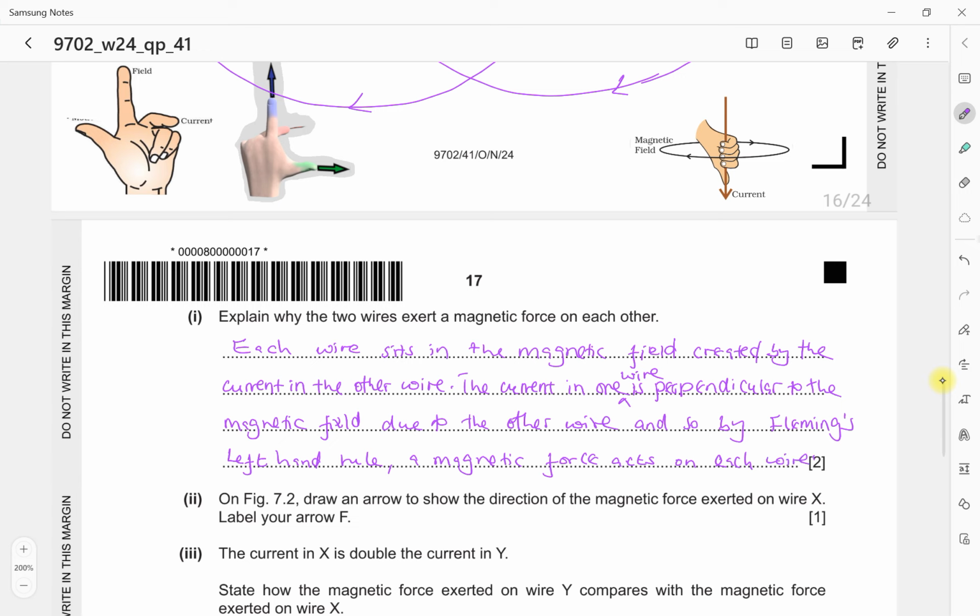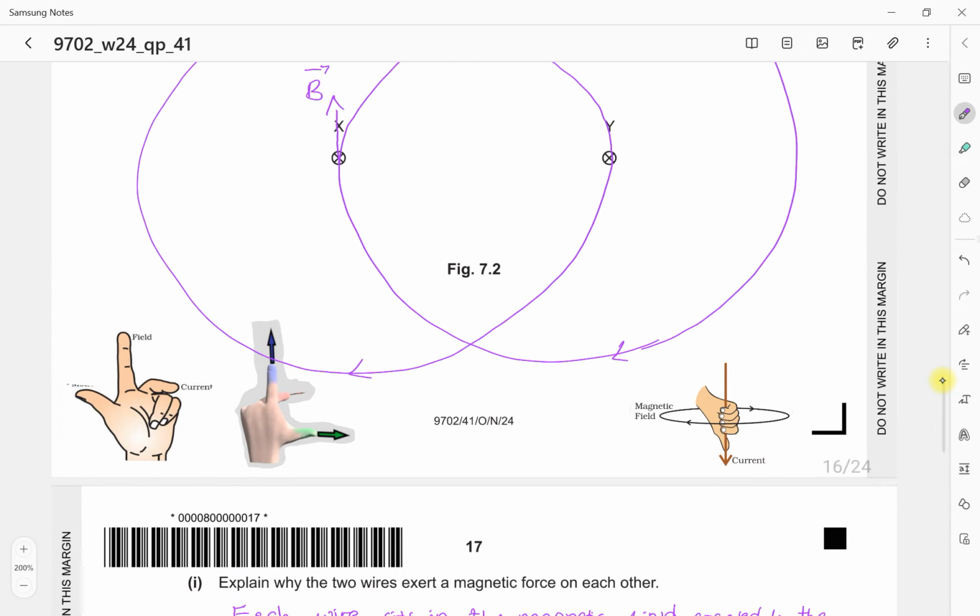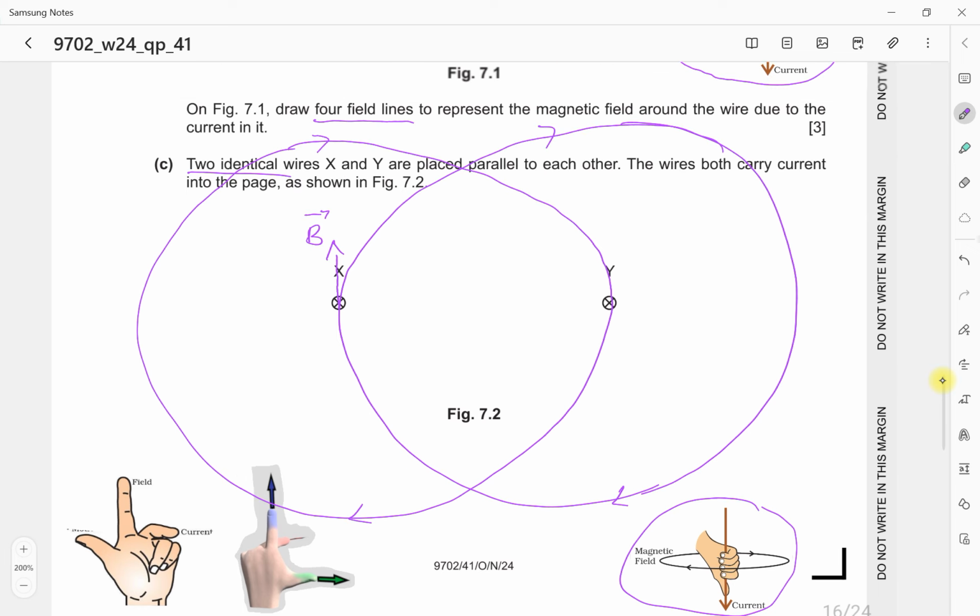On the figure, draw an arrow to show the direction of the magnetic force exerted on wire X. Label your arrow F. I'll use the right-hand grip rule to show that the magnetic field of wire Y, which is extending up to wire X, at the position of wire X is just a tangent upwards. That's number one. And the current is into the page. That is represented by a cross.